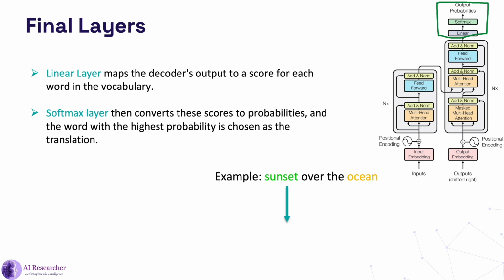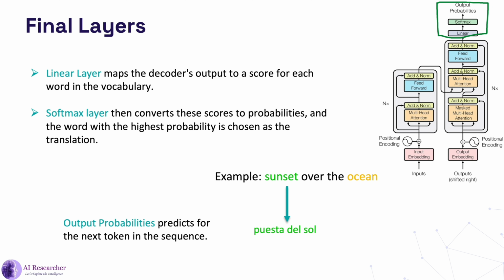And what exactly do the output probabilities do? The output probabilities are the final probability for each word in the target language vocabulary that the model predicts for the next token in the sequence. For example, we have a sunset over the sun. The words Puesta de Sol get converted into a probability distribution over all possible next words, and softmax determines that sobre is the most likely next word in the translation. So that's how the final layers of the transformer work.